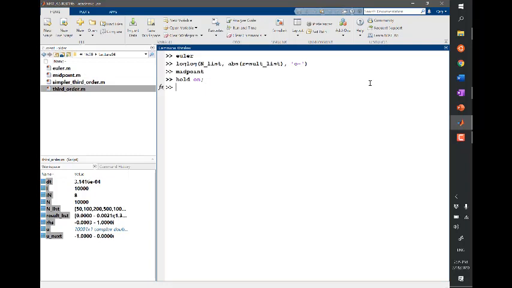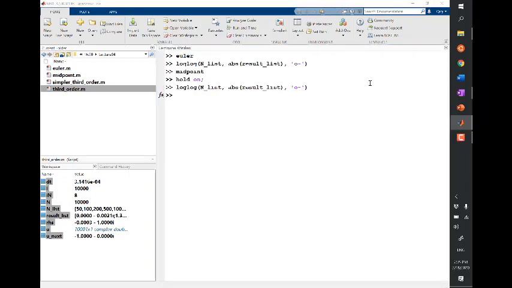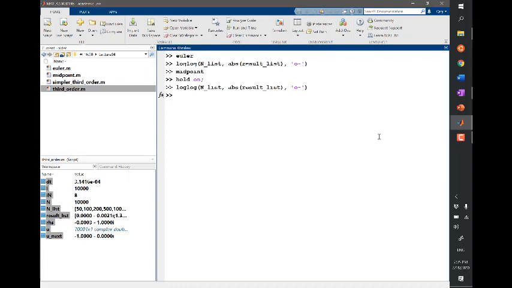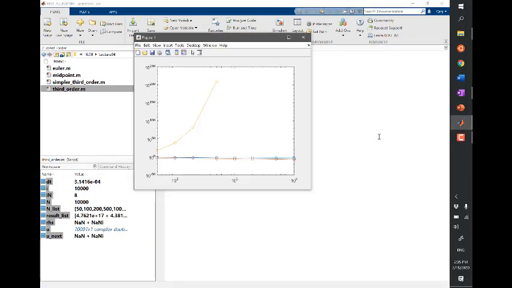and if we hold on and perform a similar log-log plot, we can see that the midpoint scheme converges second order. It has a nicer, steeper descent. As you increase the number of grid points, the error decreases faster. And we also derived a third order scheme. If we plot the error versus the grid points, we see the error skyrockets to some ridiculous values, even goes to infinity for a larger number of time steps.